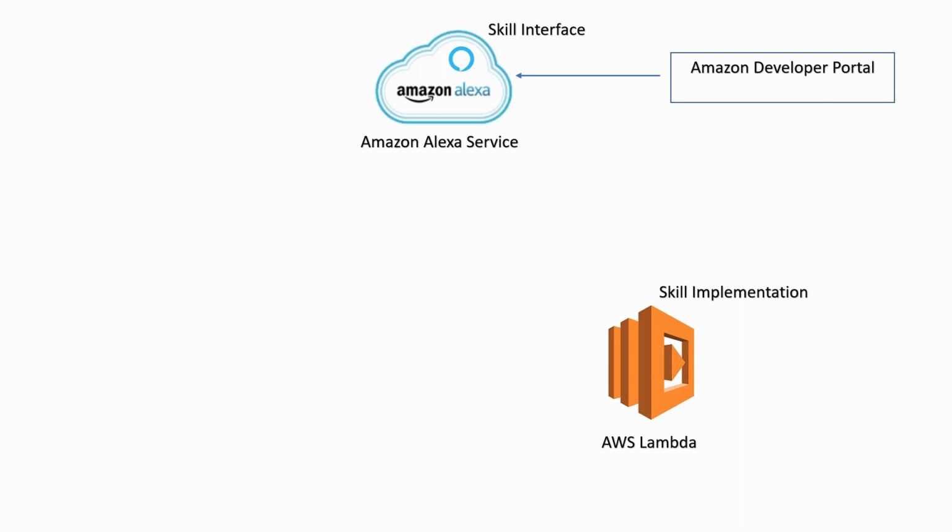So what is AWS Lambda? AWS Lambda is a service provided by AWS which lets you deploy and execute functions without worrying about managing and provisioning, and it scales automatically as required. So in the AWS Lambda function we will write the implementation of our skill, and one thing we need to do here is provide the reference of this endpoint while creating the skill in the Amazon developer portal.